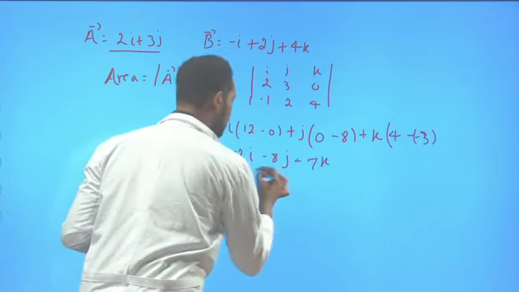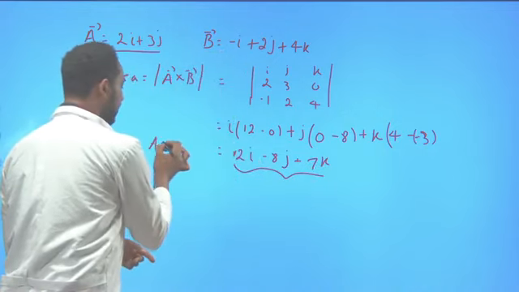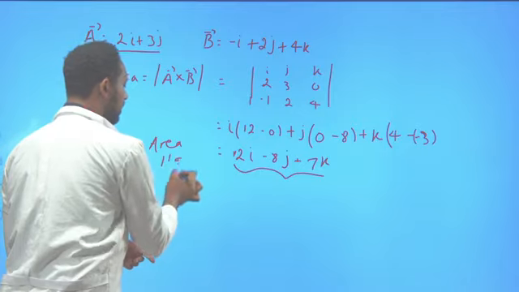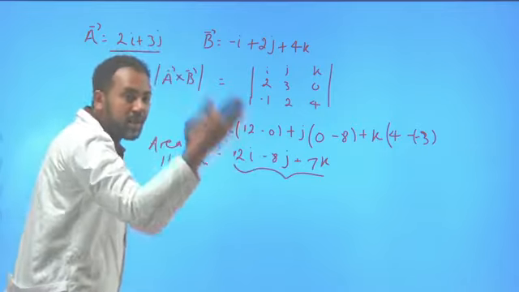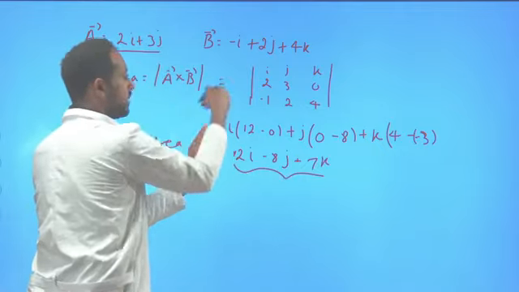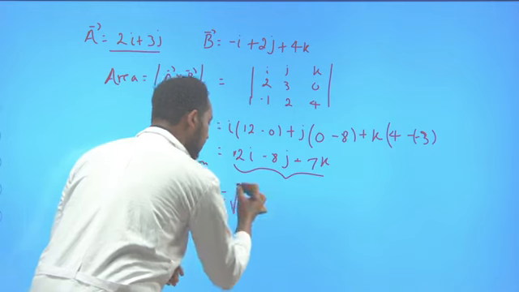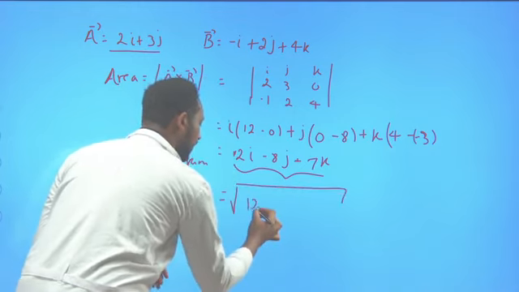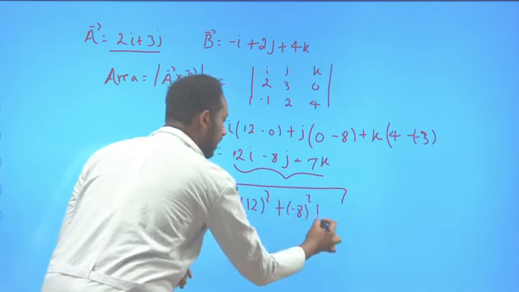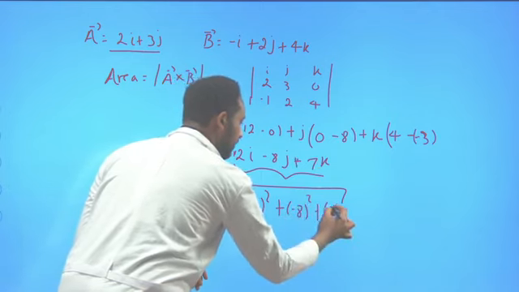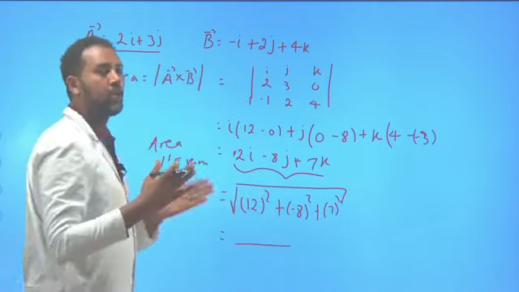This is a vector, not the area actually. We are trying to determine the area of a parallelogram, so you have to find the magnitude of this vector. That's what it says, the magnitude. And how do you determine the magnitude? Well, the magnitude can be determined as 12 squared plus negative 8 squared plus 7 squared. This is how we determine the area of a parallelogram.